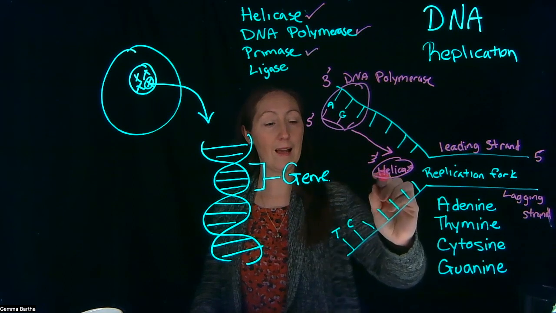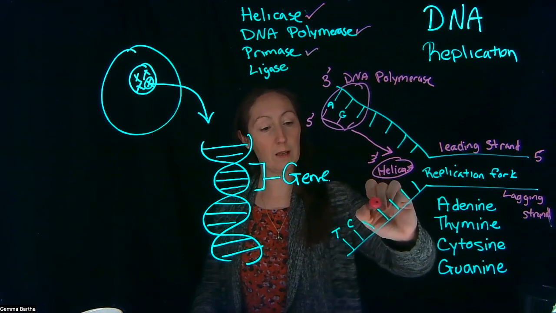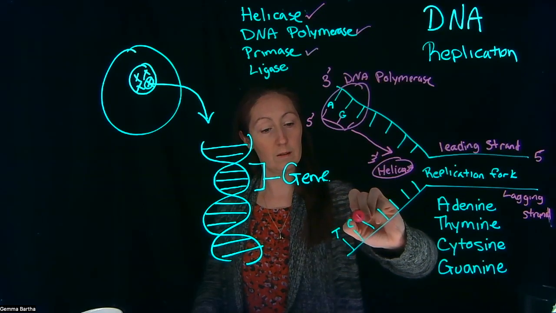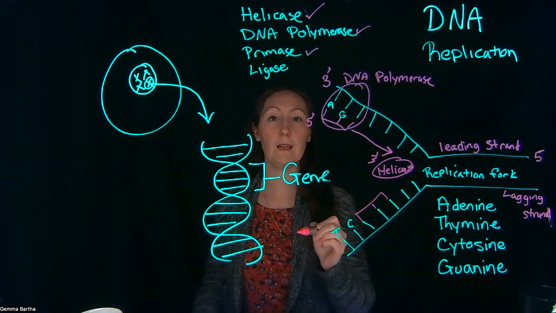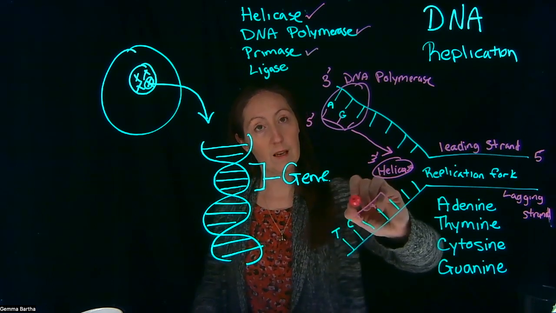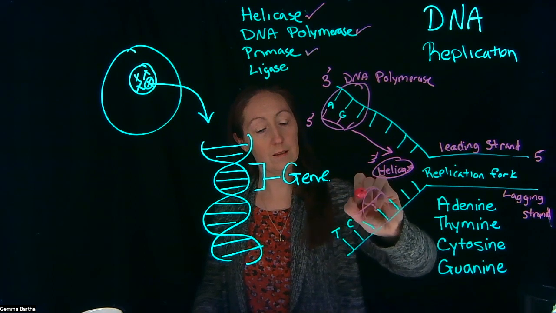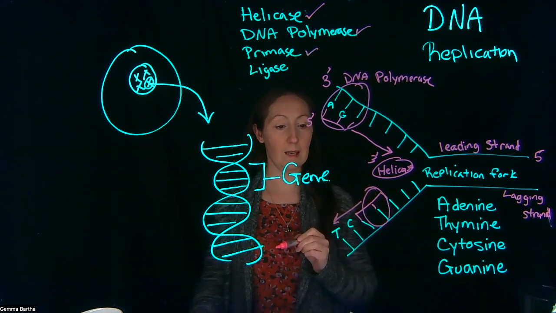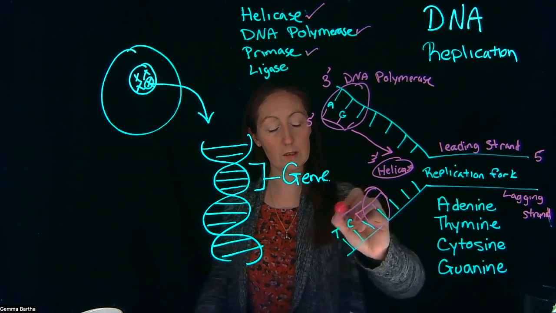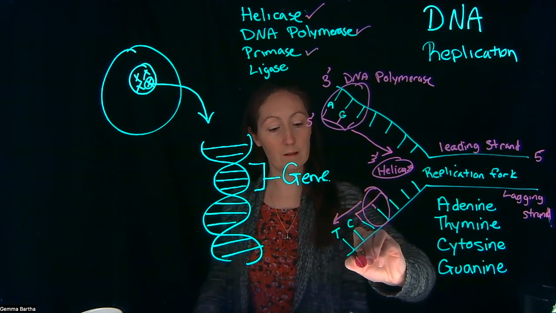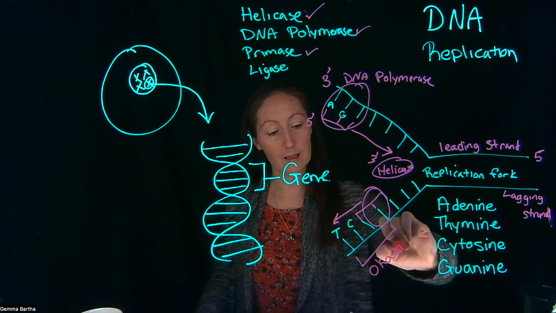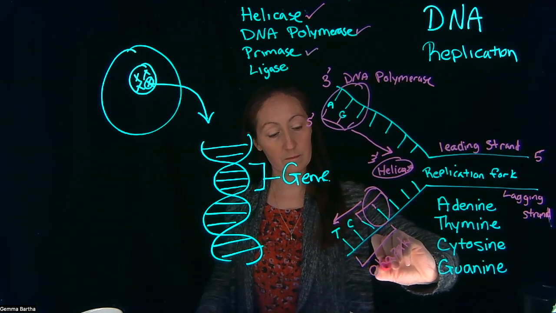So you also have a primer that's going to be coming in. So let's say we have a primer here. Okay, and that's from primase. And then DNA polymerase binds. Okay, and it's going to go and put in DNA in this direction. So it's going to start making these little fragments. This is going to be called an Okazaki fragment.